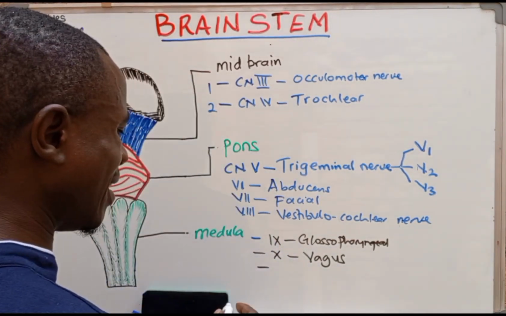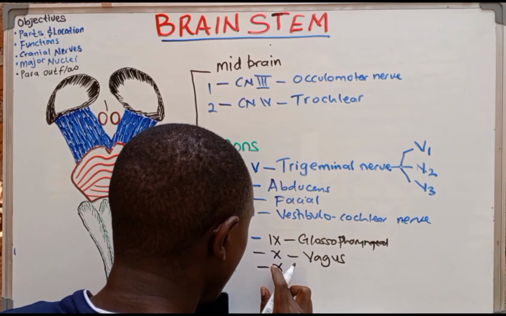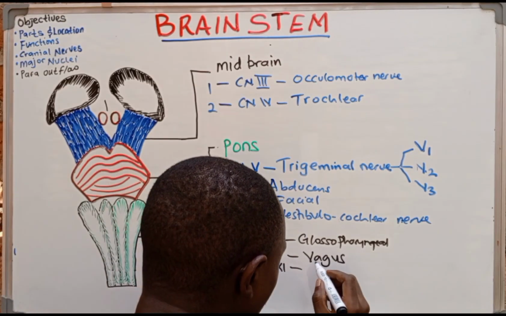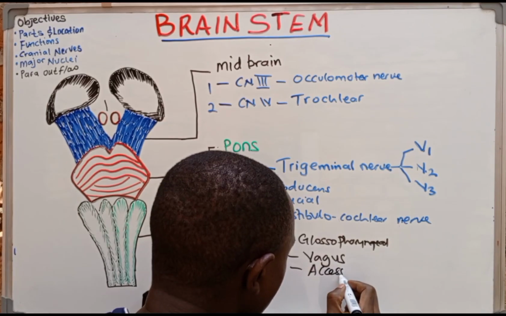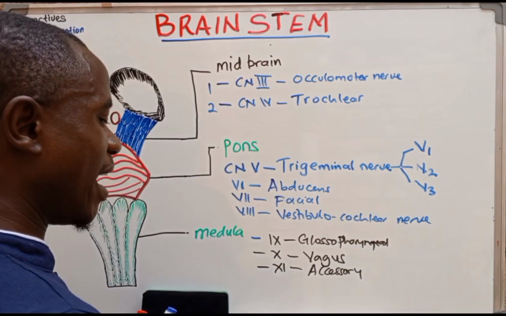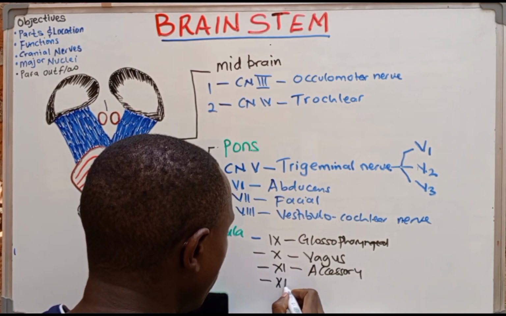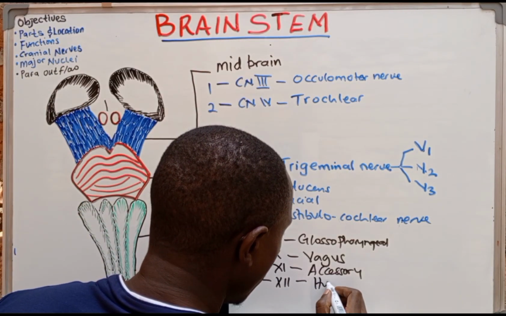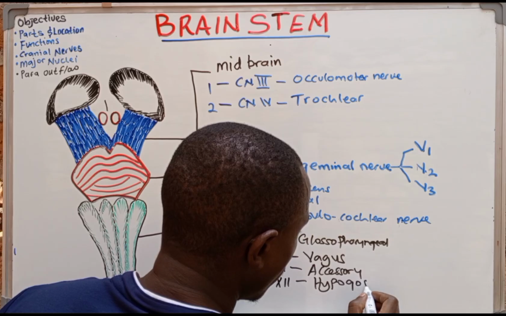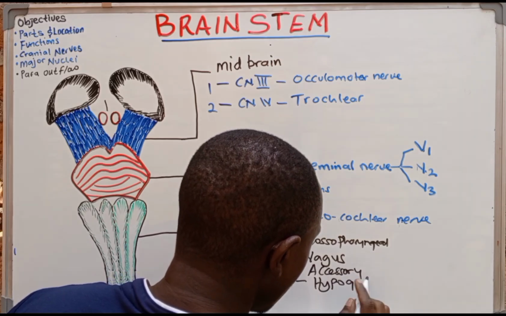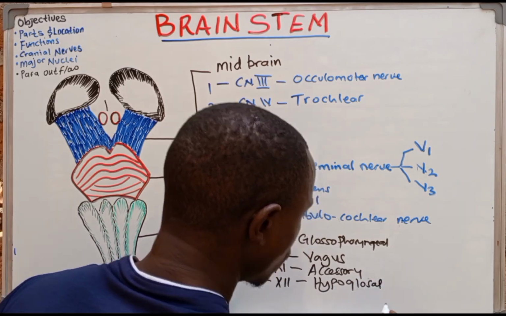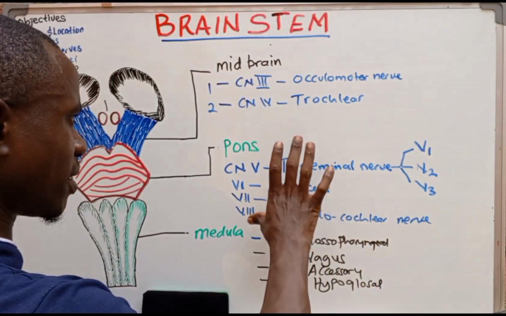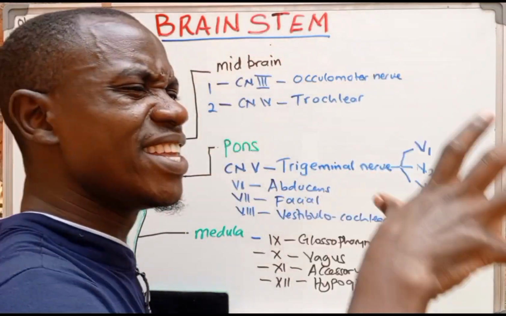So we also have another cranial nerve coming from the medulla, which we call cranial nerve number 11, and this is the accessory nerve. And then finally, our cranial nerve number 12, which we call the hypoglossal nerve. So now these are the cranial nerves which are going to be having their nuclei residing in the brainstem.